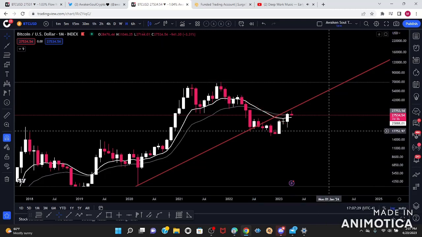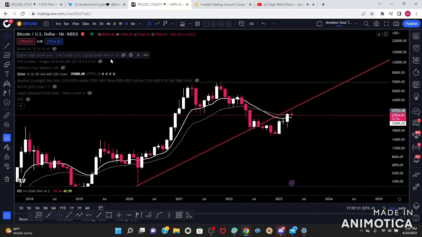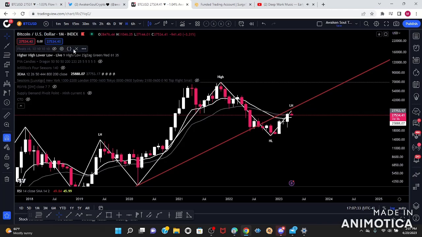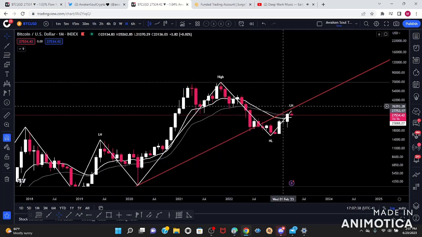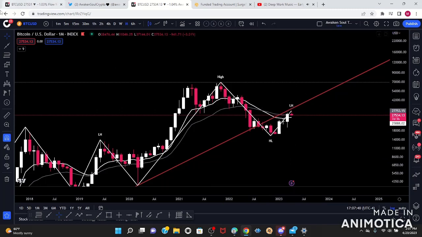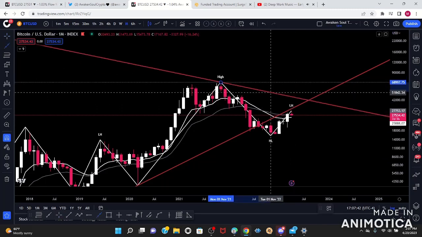I'm actually not going to do this because of this reason, right? When I turn on my higher high, lower low indicator that I love to use, it's guiding me and it's telling me that the lower high is here. Therefore, I'm going to do a one touch, two touch.